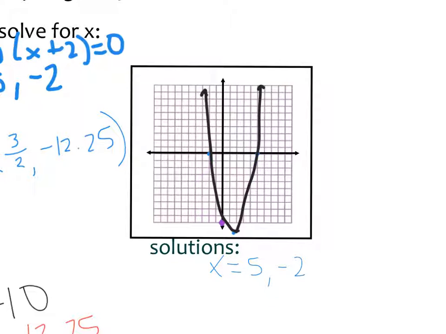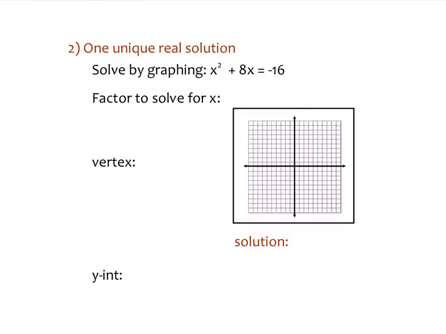So you can tell by looking at the graph that we have two solutions, and we know exactly where those two solutions are because we were able to factor, which they were at 5 and -2. So again, here is an example where we had two unique real solutions. Let's take a look at an example when we have one unique real solution. So we're going to solve by graphing x squared plus 8x equals -16.